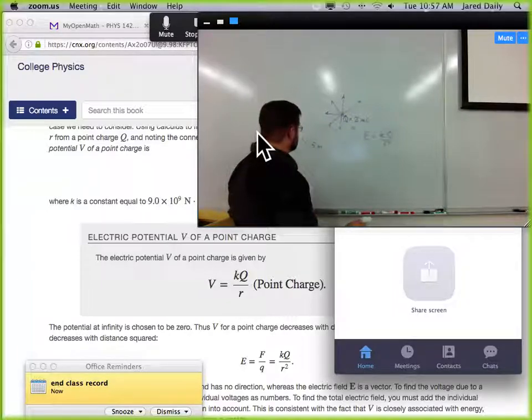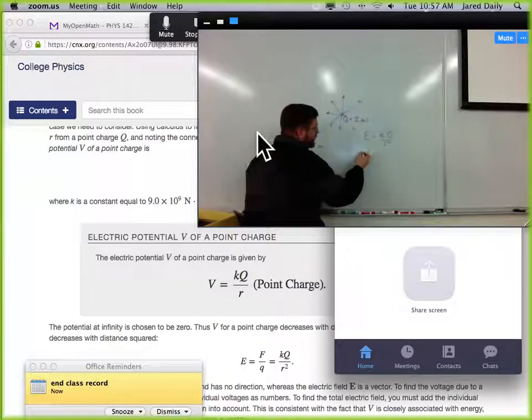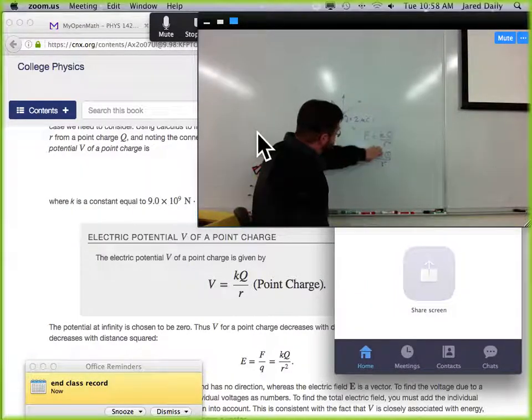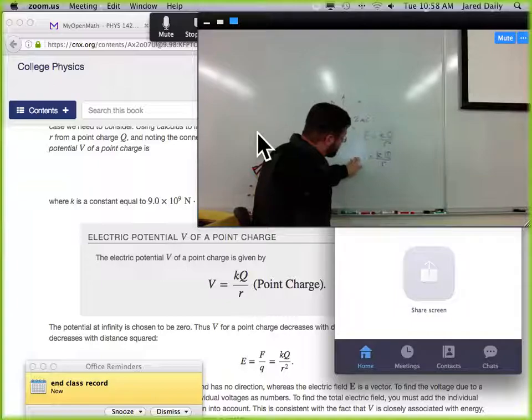That's true. But the thing we wanted to show here is that the voltage can also be calculated. You take the K times the Q, and then you just divide by R. So in this case, you'd have 0.5 squared for the electric field. You'd have a lot less electric field. But for voltage, you would just be dividing by 0.5 instead of 0.5 squared.